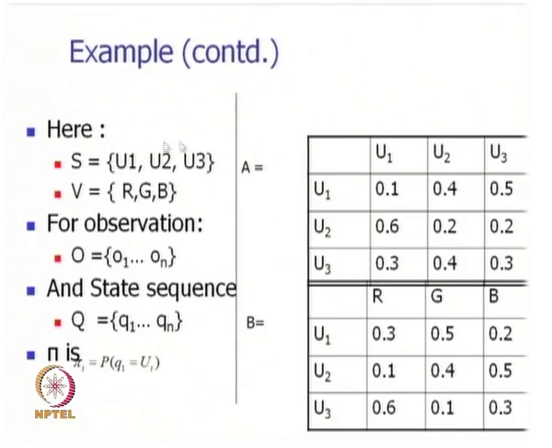This is the state set U1, U2 and U3. The observation sequence is from the set R, G and B. Observations are written as O1 to On and the state sequence is Q1 to Qn. There is an initial probability associated with the states. What is the probability that we draw a ball first? Okay, that is why pi. We draw a ball first from arm 1. What is the probability that we first draw a ball from arm 2? Probability we first draw a ball from arm 3 and so on. And then this A is the transition probability table, B is the observation probability table.